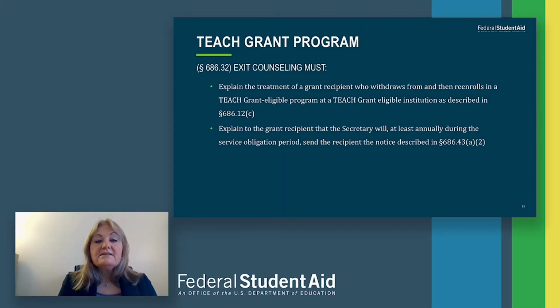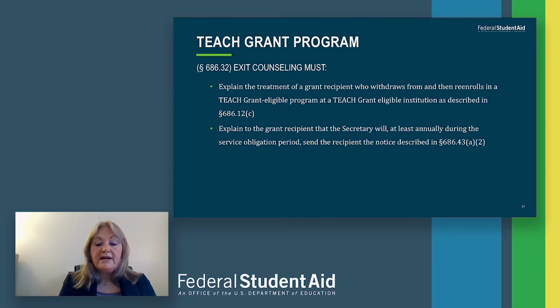Exit counseling must also explain the treatment of a grant recipient who withdraws from and then re-enrolls in a TEACH Grant-eligible program at a TEACH Grant-eligible institution, and explain to the TEACH Grant recipient that the Secretary will, at least annually during the service obligation period, send the recipient the notice that is described in 686.43(a)(2), which provides additional information on the grant.